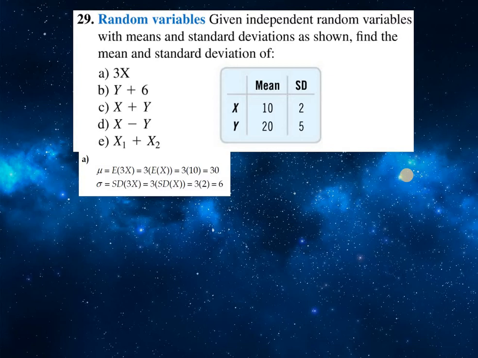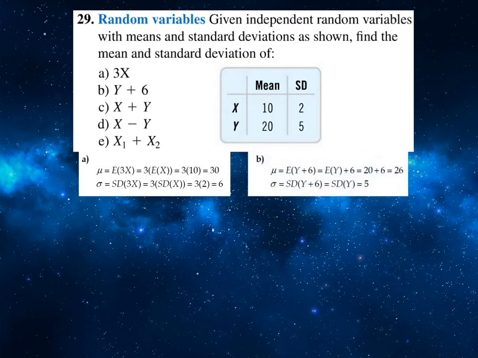Okay, so what did you have for the variance of x? That would be y. The variance of x is 4. Okay, 3 squared. Yeah, 3 squared times 4. Okay. So for B, your expected value, so nice when you get to do what's expected, you get 26. Your standard deviation is not affected by an addition, so it's just 5. Just 5.